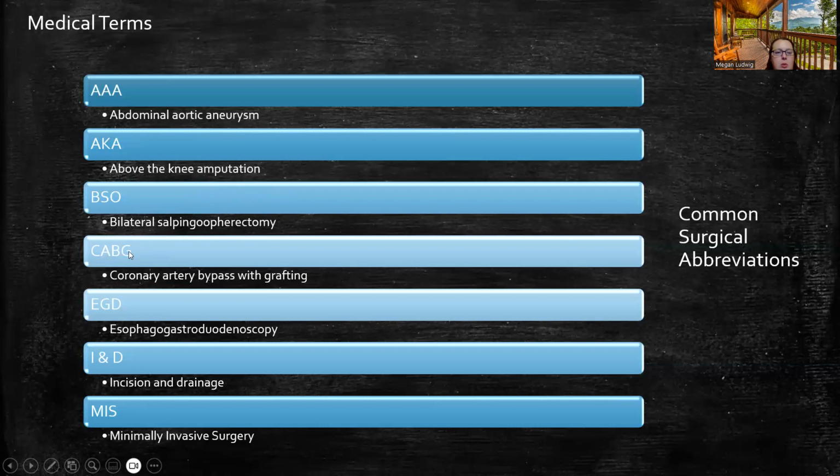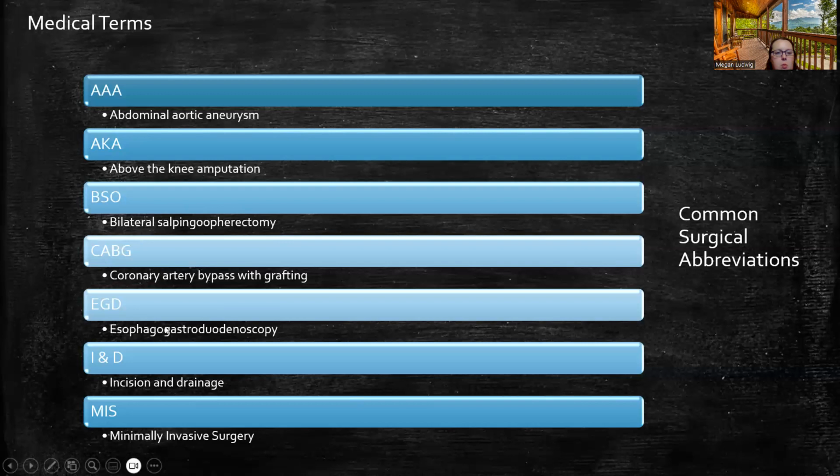We call this next one a cabbage. Not like what you would eat, I wouldn't eat personally. I don't like cabbage. Anyway, it stands for coronary artery bypass with grafting. Maybe you've heard this on a medical show or something and you're like, I don't know what that means. Coronary artery bypass with grafting. So if there's a blockage in the heart somewhere, they have to go around it so the blood still gets to the heart muscle.